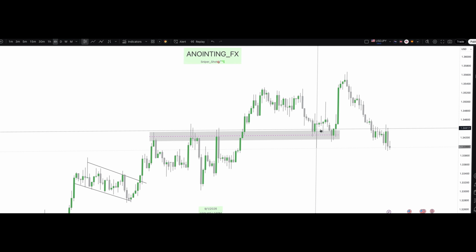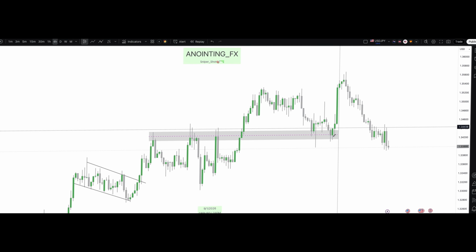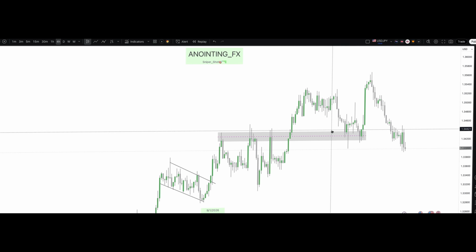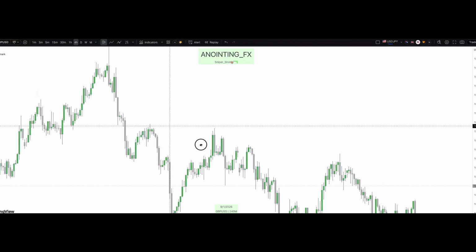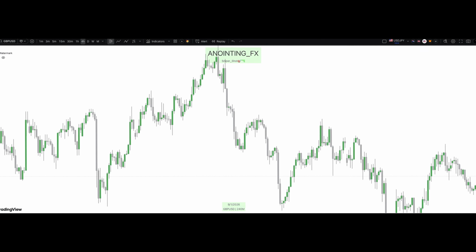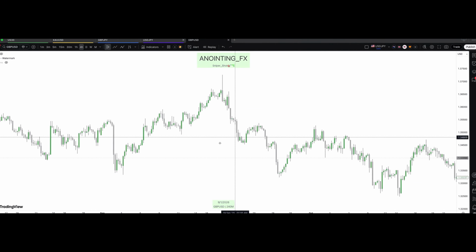It came to retest that same level which was broken and it went to the upside. So you have to take good notice of all this. If you are doing the back testing and you are not getting more, you can change the time frame or you can change the pair.